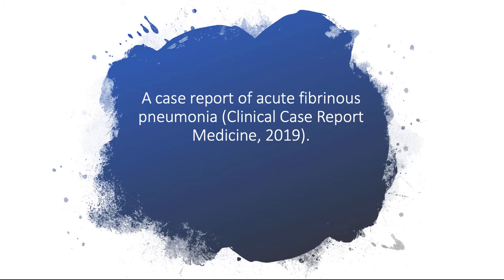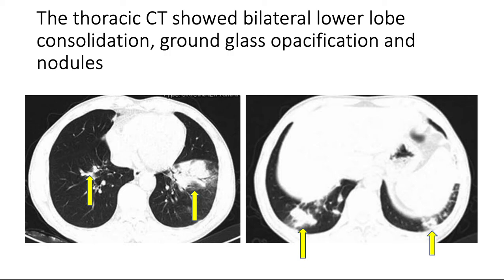Let's have a look at a different case report, of acute fibrinous pneumonia. This is also a clinical case report published in 2019, so it's recent. A 59-year-old man with no significant medical history was admitted to hospital with a 15-day history of high-grade fever, chills, and non-productive cough.